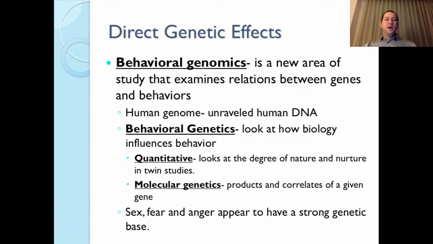All right. So, behavioral genomics. This is a new area of study that examines the relation between genes and behavior. It comes out of the Human Genome Project. If I were to ask you how many distinct genes a person has, most of you, without any past knowledge, would probably say in the millions. Ultimately, that's not correct. There are roughly 25 to 30,000 distinct genes.